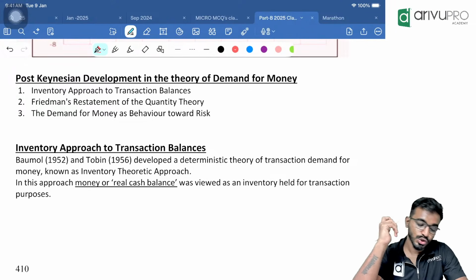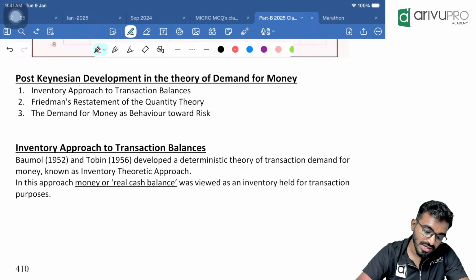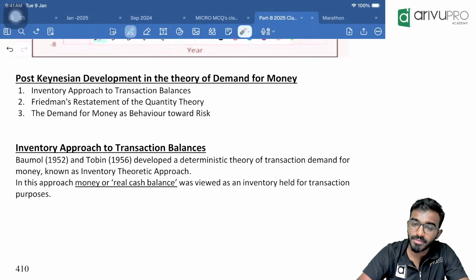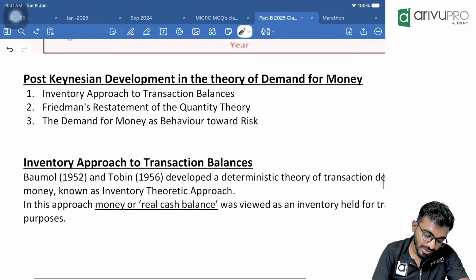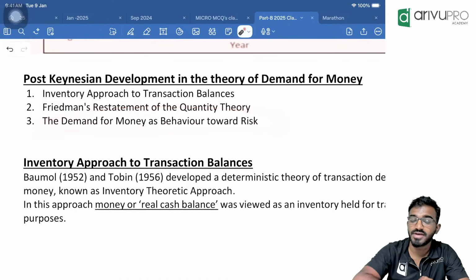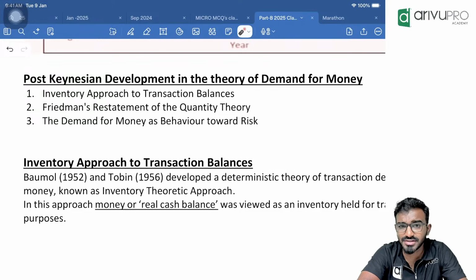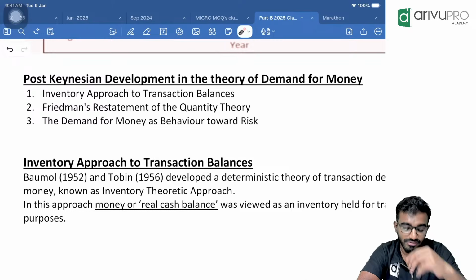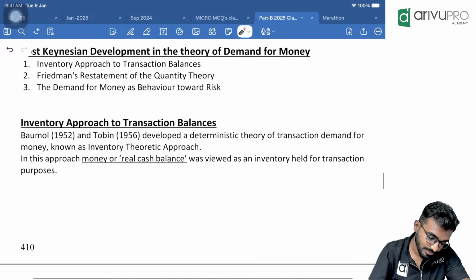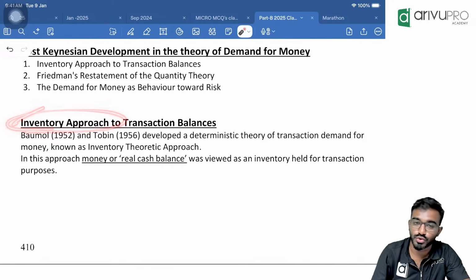Okay. So post-Keynesian theory. After Keynes, the speculative demand concept was further elaborated and explained by three more persons: the inventory approach, Friedman's restatement theory, and demand for money as behavior towards risk. These are the three theories. This is a continuation from the Keynesian speculative demand for money. First and foremost, the inventory theory approach.